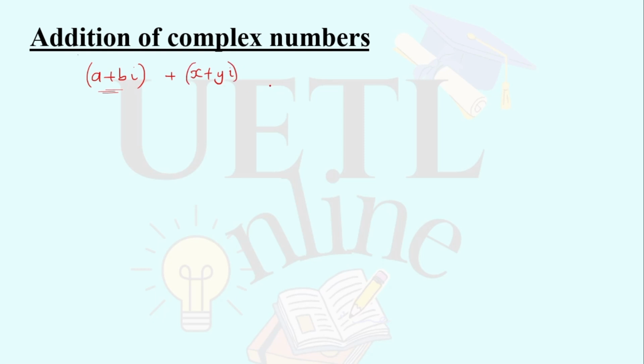What you do is you take the real part. I told you that the part without an i is called the real part. So you add the real parts first, so you say a plus x. Then you add the imaginary parts, so it becomes b plus y, then you put i here. You're just going to add these two real numbers and these two real numbers, and you get your answer.